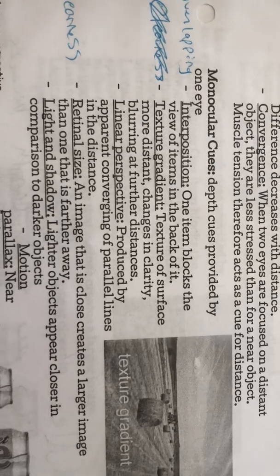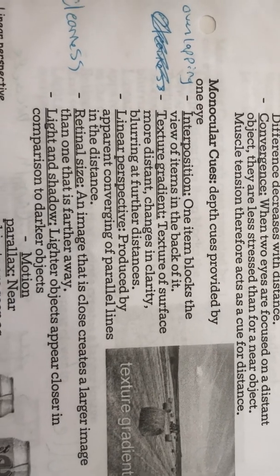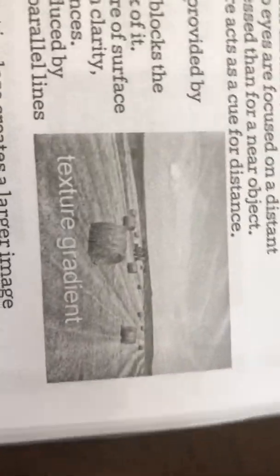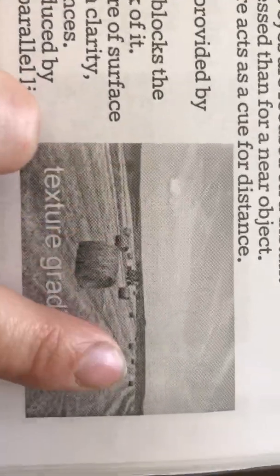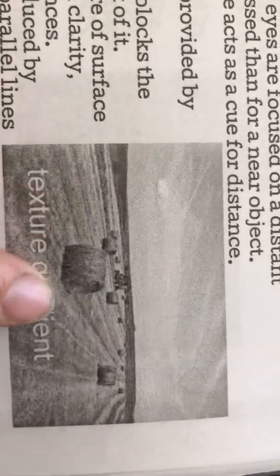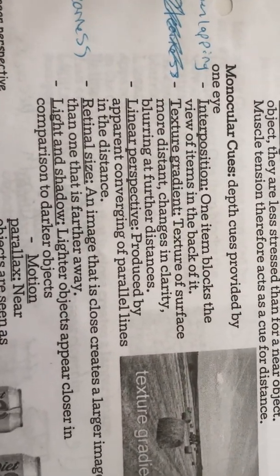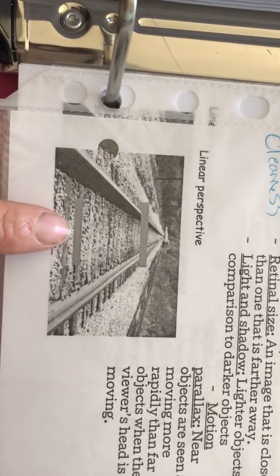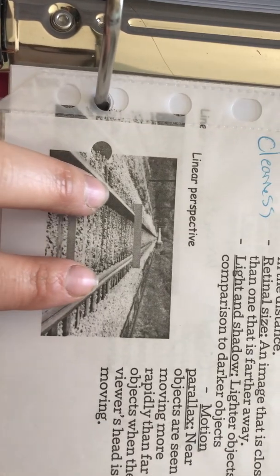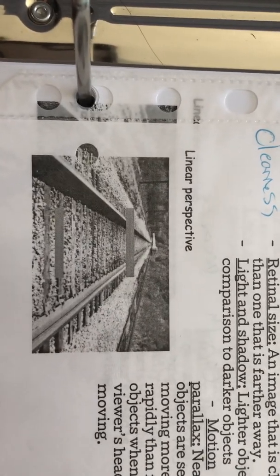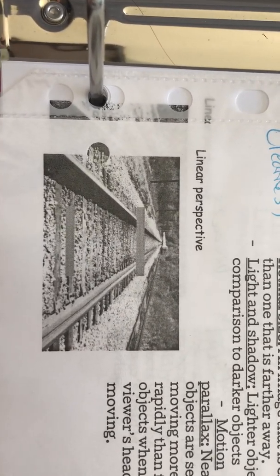We then have texture gradients. The texture of a surface that is more distant changes in clarity, so there's blurring at farther distance. Looking at this picture, objects in the background like those fields look a little bit more blurry than this nice clean clear hay bale up front. We then have what's called linear perspective. This is produced by an apparent converging of parallel lines in the distance. In the example of the train tracks, these ones up here look nice and parallel. As we go down, it looks like they're converging inwards. It's not actually, it's just what we're perceiving as we look farther down the line.